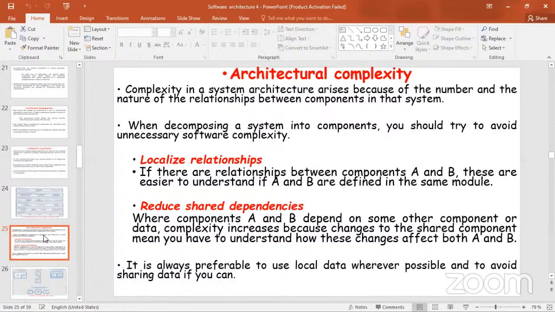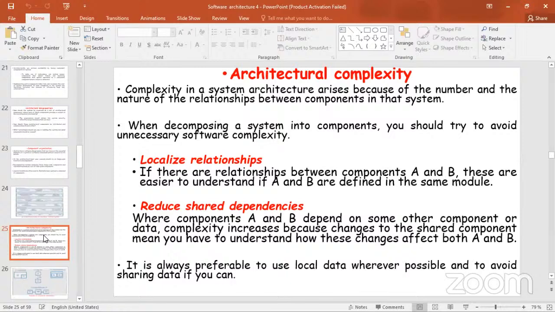So I say where components A and B depend on some other components or data, complexity increases. So how to get you guys to sleep in the class becomes more complex, right? Because changes to this shared component mean that you have to understand how these changes affect both A and B. The question is, can A, the female, sleep with the females, or can she relocate and go and meet the husband where the other guys, who are B, stay? Now, is it not going to affect the way guys will compose themselves and a host of other things? So these are the things you need to reduce.